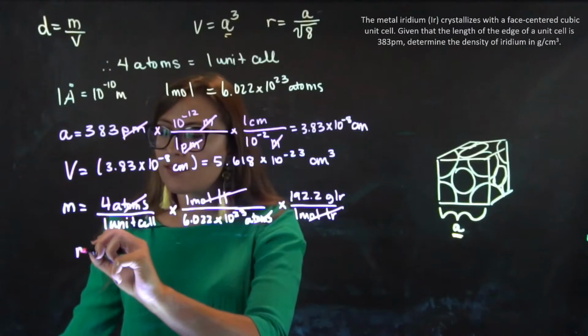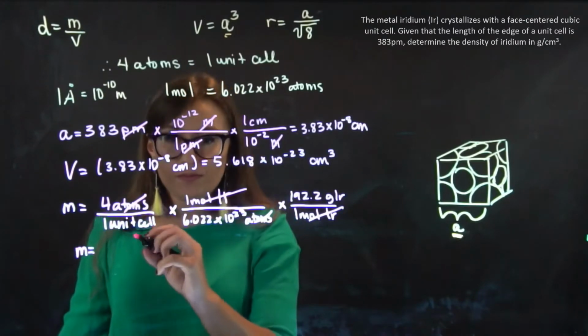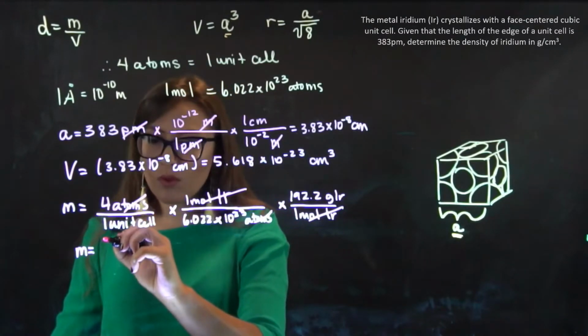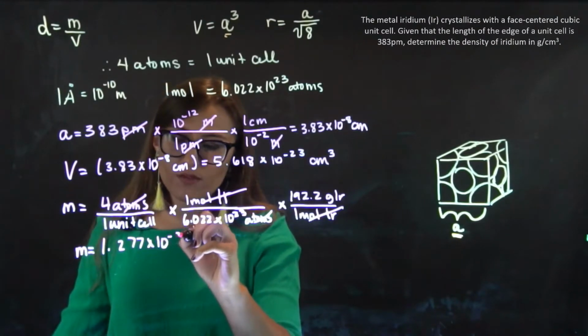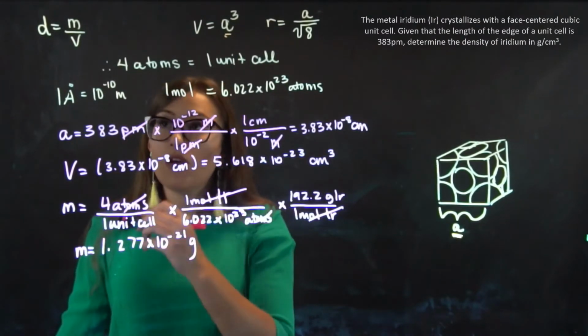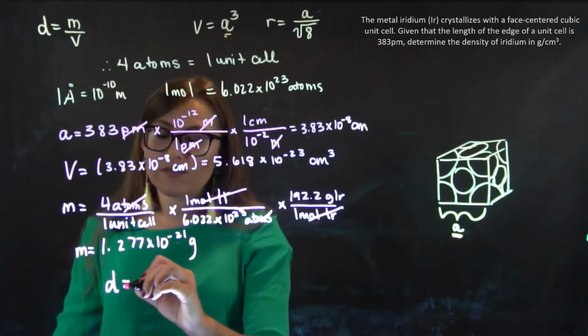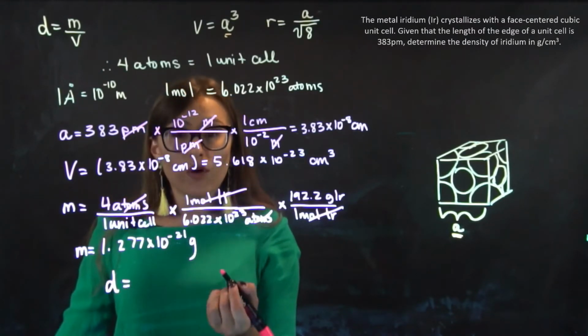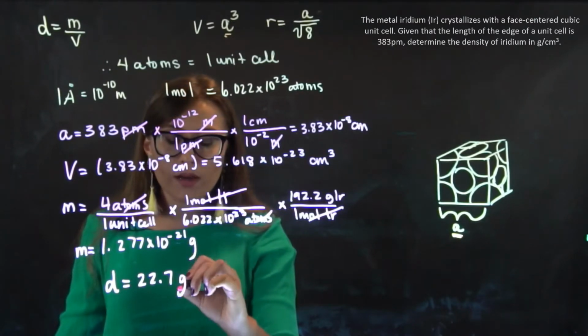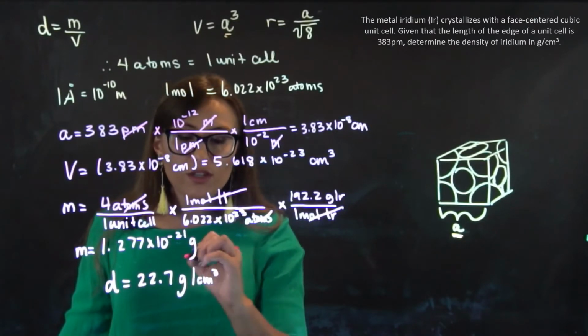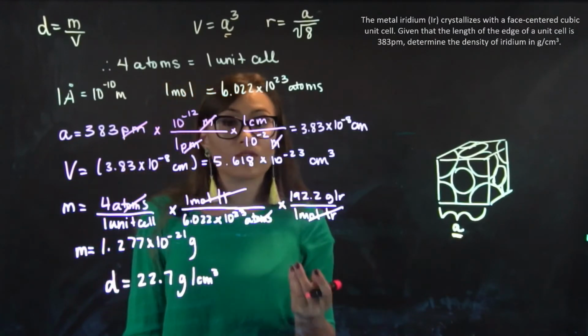We have a mass that is equal to 1.277 times 10 to the negative 21 grams. Once we have that, we can plug these values into the density formula. We get a density of 22.7 grams per centimeter cubed as our final result.